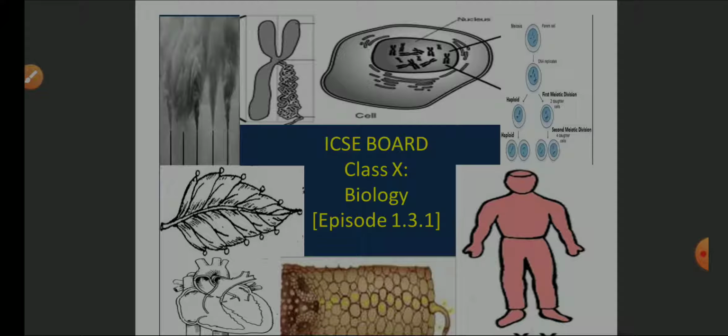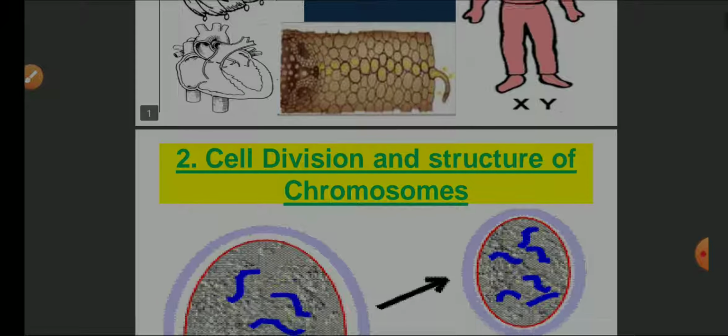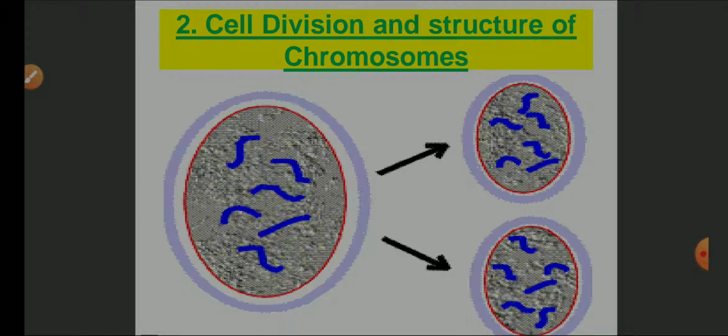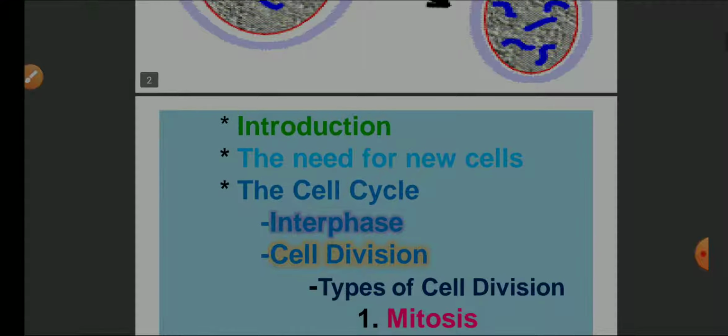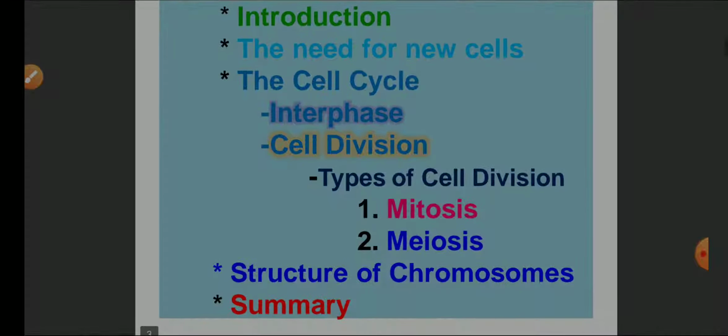In this session, we are going to talk further about cell division. So we are going to see cell division, part 2, and the structure of the chromosome as well. So what topics are we going to cover? We are going to cover introduction, need for new cells or the reasons for growth and development, cell cycle, interphase, cell division, types of cell division, mitosis, meiosis, structure of chromosome and summary. We are not going to complete all of these in this session, but we are going to break it down into parts. So first of all, introduction.